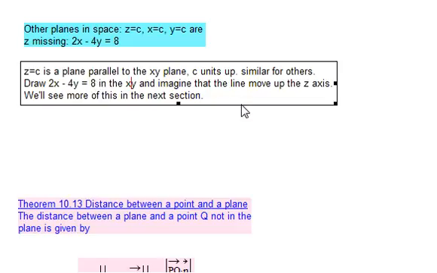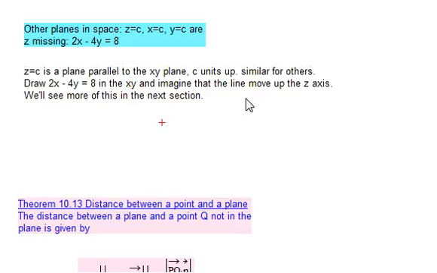that's impossible. So that means, and similarly, if you had something like 2z minus 4y, that would be parallel to the x-axis, and 2y minus 4z parallel to the x-axis. So more of that kind of thing in the next section.